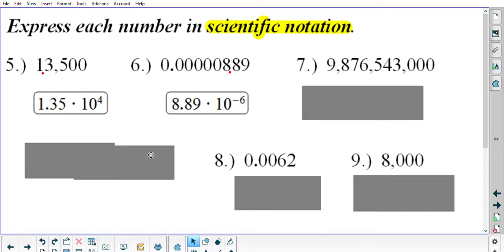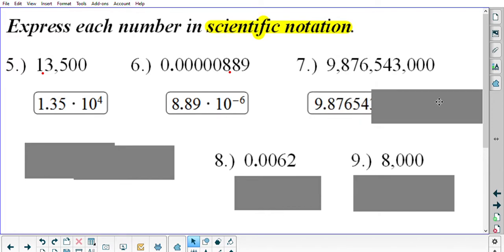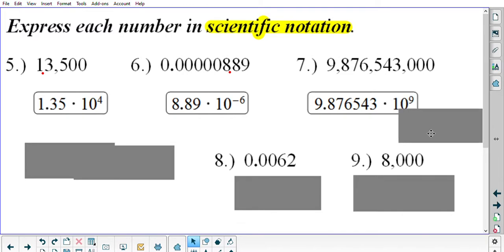All right, let me talk you through number 7 and 8 and 9 a little bit quicker than I just did for 5 and 6. Number 7 has to start as 9.876543. You do not need to put the 3 zeros, but you do have to count them when you count how many digits you have to account for your power of 10. And that's going to be times 10 to the 9th power, because you have the 876543, which are 6 digits, but also the 3 zeros, which makes a total of 9 digits. And this was a big number, so it's a positive 9.